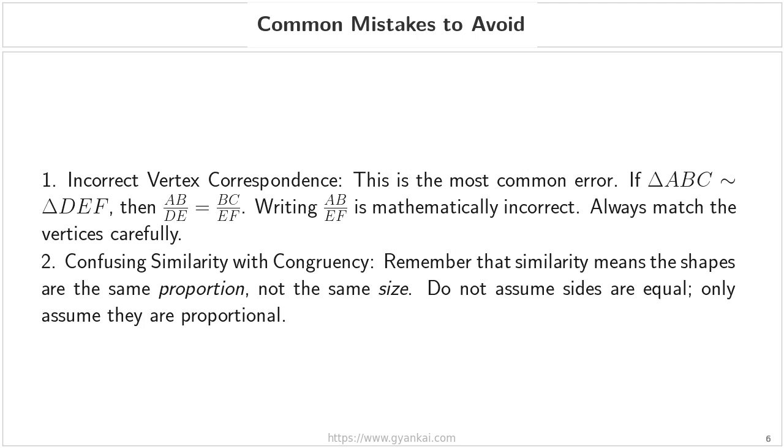Second, do not confuse similarity with congruency. It is easy to slip into thinking that because the shapes are the same, the sides are the same length. Remember, similarity means the shapes have the same proportion, but they are not necessarily the same size. You cannot assume that side AB is equal to side DA. You can only assume they are proportional.